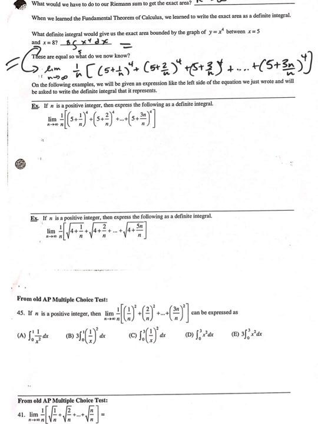Okay, so now let's look at the structure. This could be an AP problem: if n is a positive integer, express the following as a definite integral. How would you recognize this? Well, my right-hand Riemann sum is 5 plus 1 over n, so I'm starting at 5. Where am I ending? I'm ending at 8, right? What's my function? Look at it. I'm taking whatever I have and raising it to the 4th power. So that's how you're going to see the structure of these.